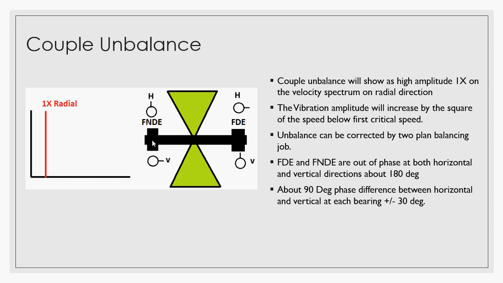The couple imbalance will also show on the vibration spectrum as a high amplitude 1x in the radial direction. But in this case, when you're trying to correct the imbalance, you will do it with a two-plane balancing job.